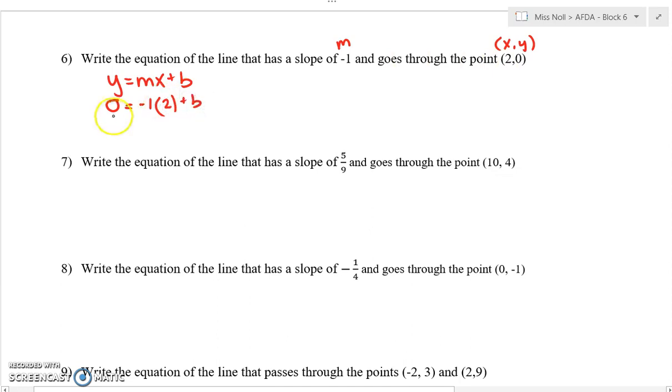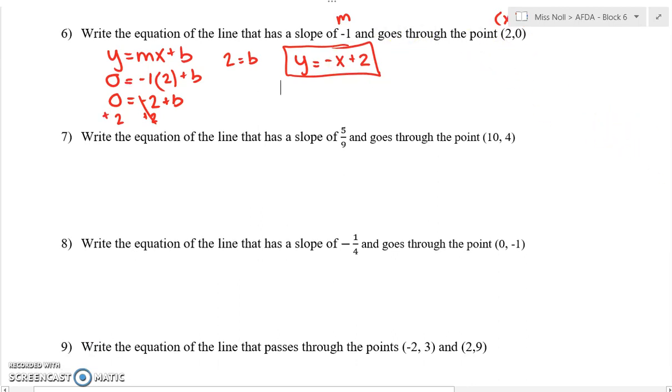and I'm solving for my unknown, which is b. So I have 0 = -2 + b, and then I'm going to add 2 to both sides. They cancel out, so I have 2 = b. But that's not my final answer. I need to write this all as a y = mx + b form equation. So I'm going to have y = -1x + b. So my answer is y = -x + 2. Now remember, there's an invisible -1 there in front of the x.